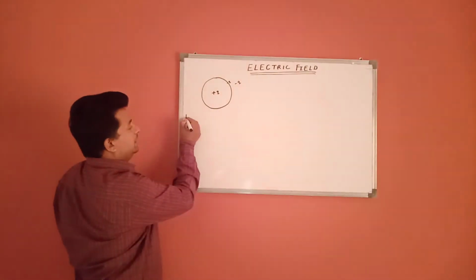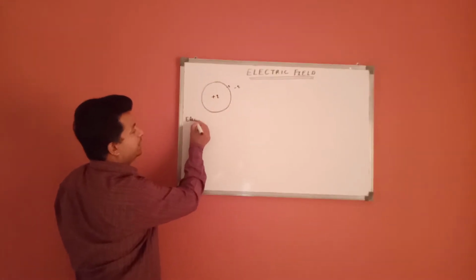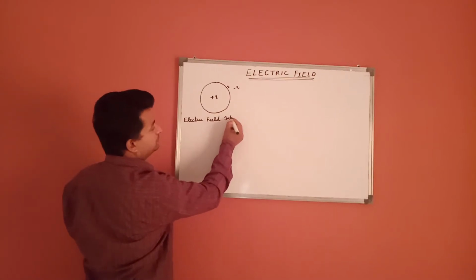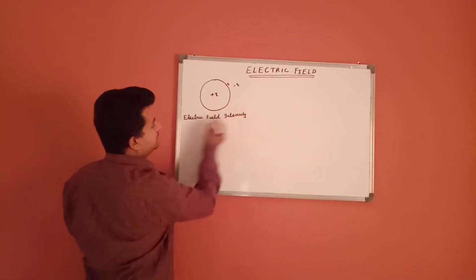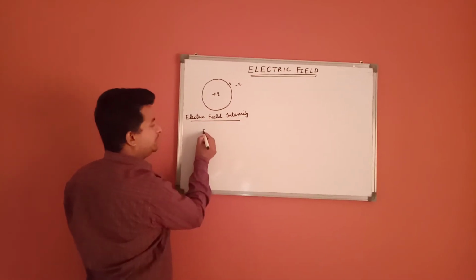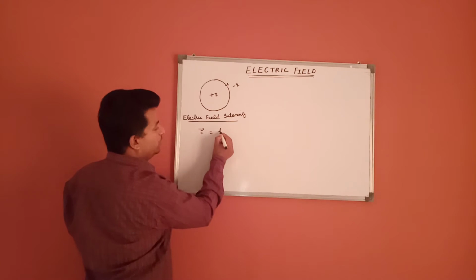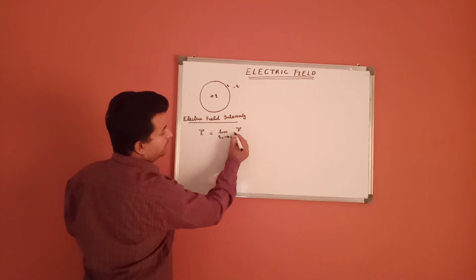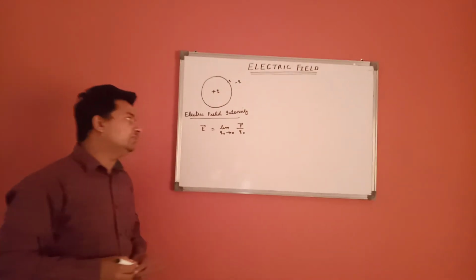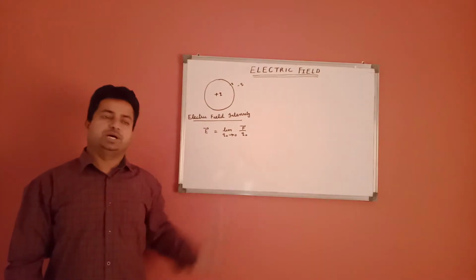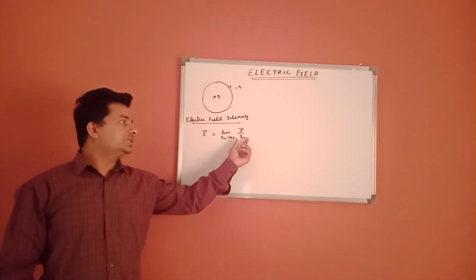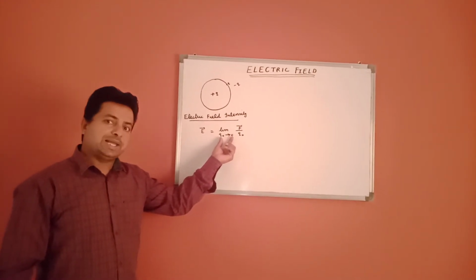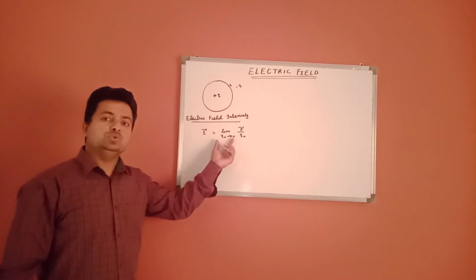The next one is electric field intensity. It is denoted by symbol capital E. Capital E is equal to limit q naught approaches 0 of F by q naught. In this, F is the force and q naught is the test charge. The value of test charge is very small, that is q naught approaches 0. This means that q naught can never be equal to 0, but it is very close to 0.